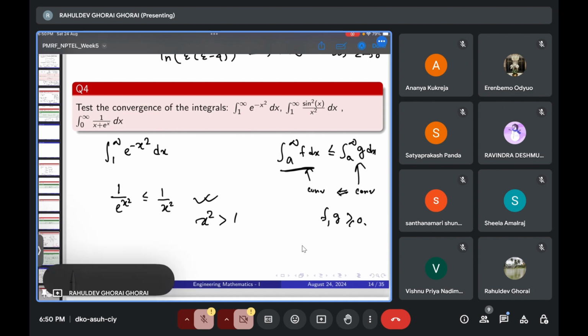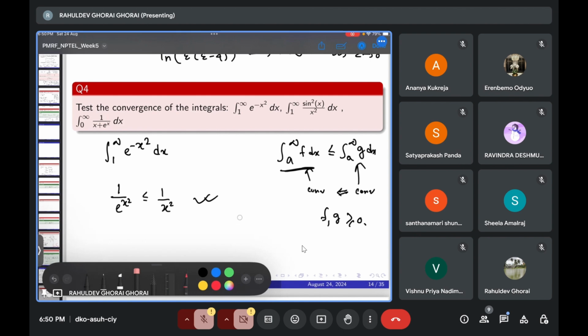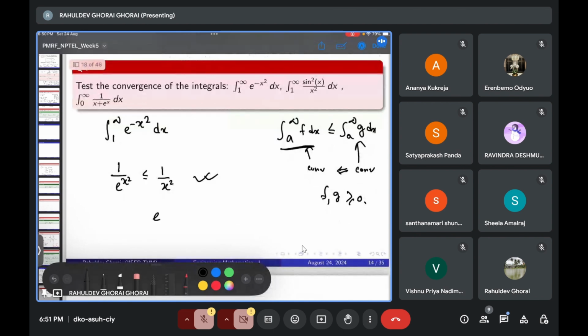Sorry, I mean, how do you make sure that this is true? Okay, that's what I'm trying to tell. So what you have is e to the power x. E to the power x will be greater than x when x is greater than 1. That's what you need to prove, right? That's how it will be true.